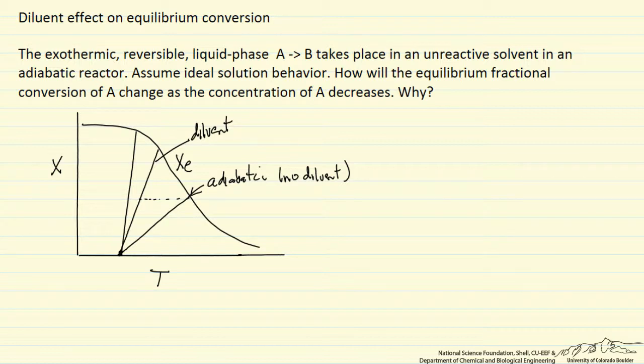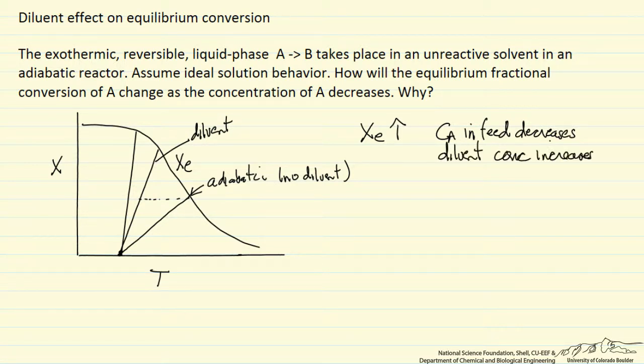So we conclude that the equilibrium conversion increases as the concentration of A, the starting concentration, or we could say in the feed, depending on the type of reactor, decreases and the diluent concentration increases, then we have higher equilibrium conversion. So we look at the energy balance to see where this comes from.